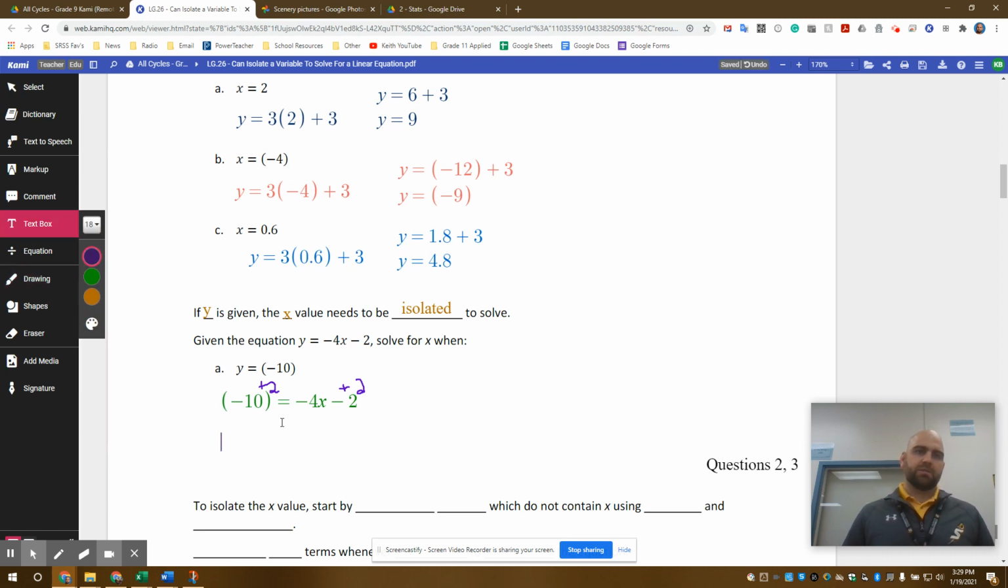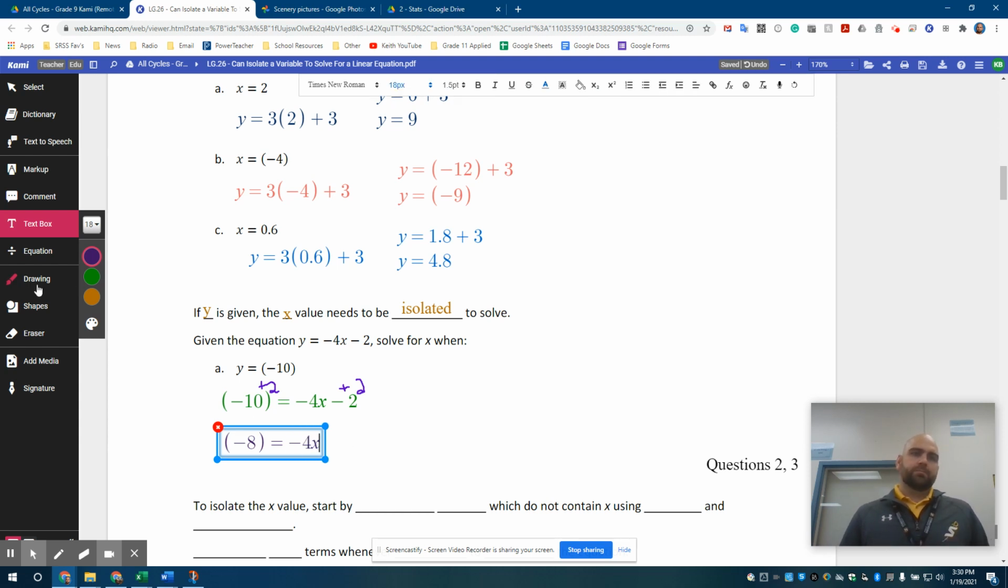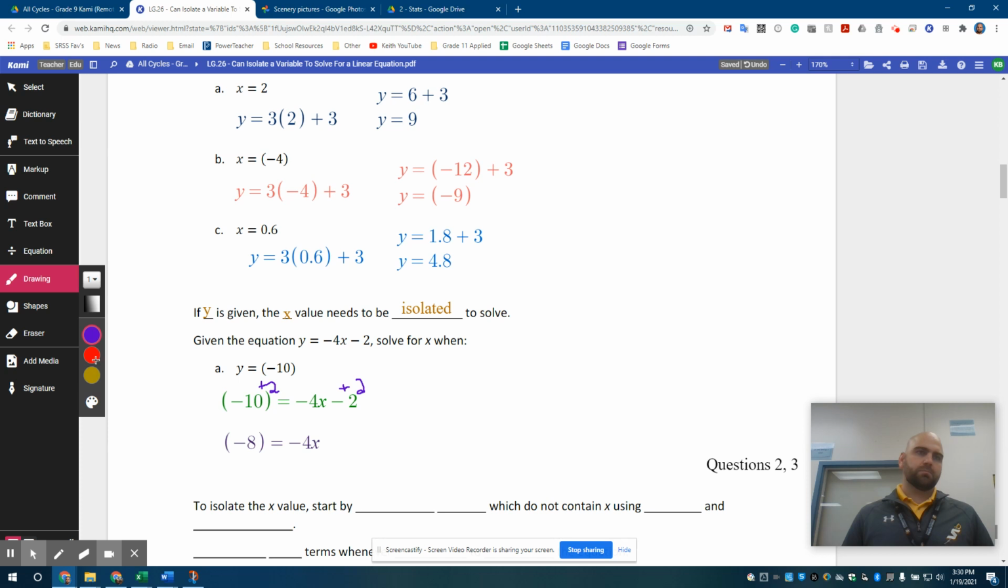This is going to give us, when we add 2 onto the first side here, negative 10 plus 2 is negative 8. And on the other side, we got rid of that subtracting 2, so we're just left with negative 4x. Now that we have the negative 4x, to get rid of that negative 4, we need to divide by negative 4, and we divide this side by negative 4.